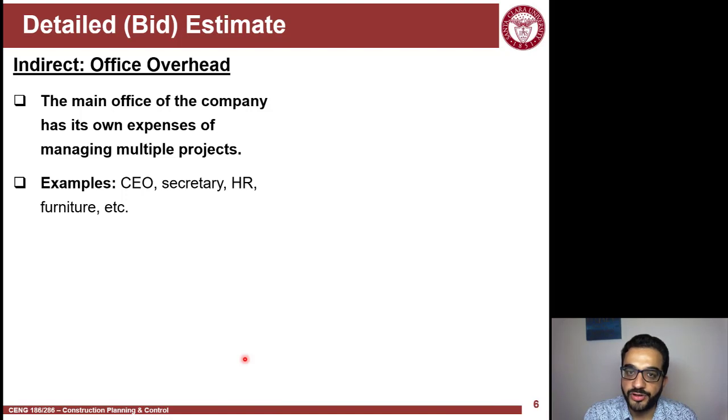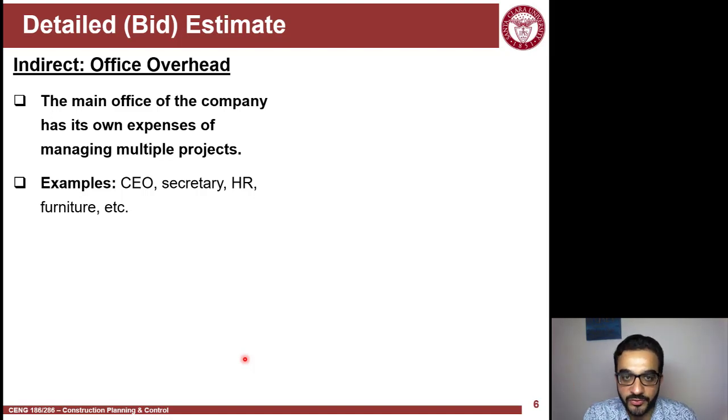The second part is the office overhead, which includes the management of the company, the overhead that represents the people in the suits and the khaki pants, and not the jeans, as opposed to the people in the jeans and the boots on the site.